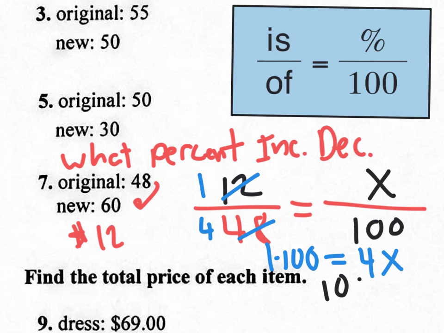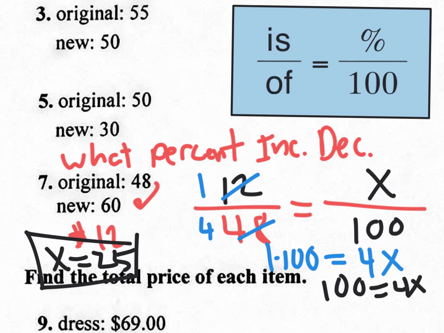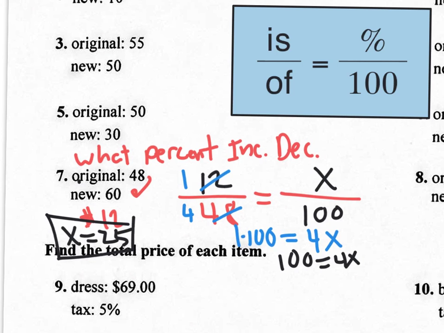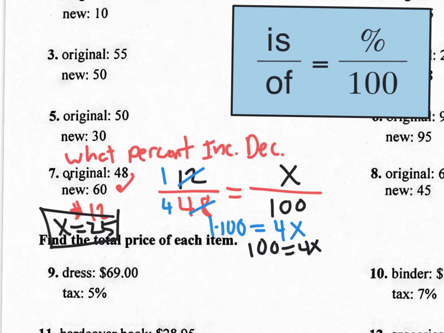Because if you have 100 equals 4x and you divide both sides by 4, you get x equals 25. So what we just found is the percent increase. So number 7 is really a 25% increase. 25% increase is the answer. 25% increase in price. Let's move on to the second section.